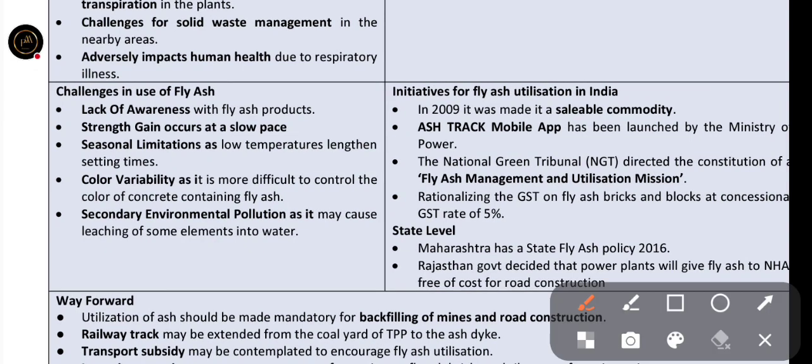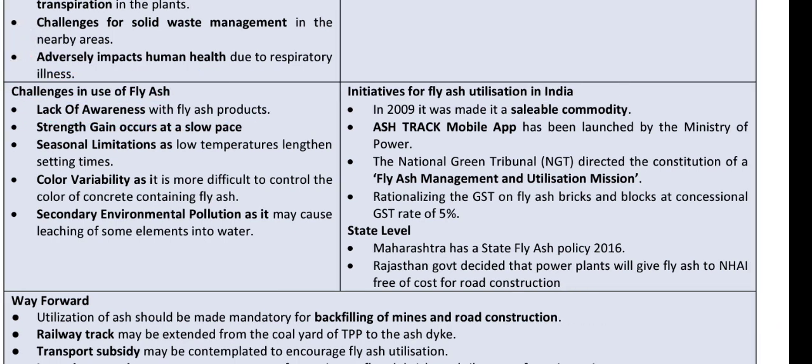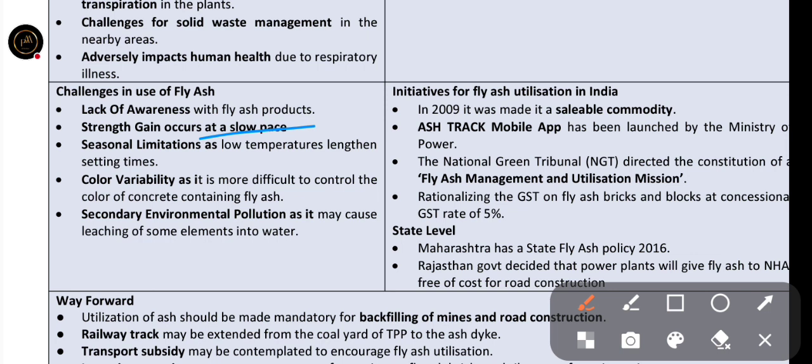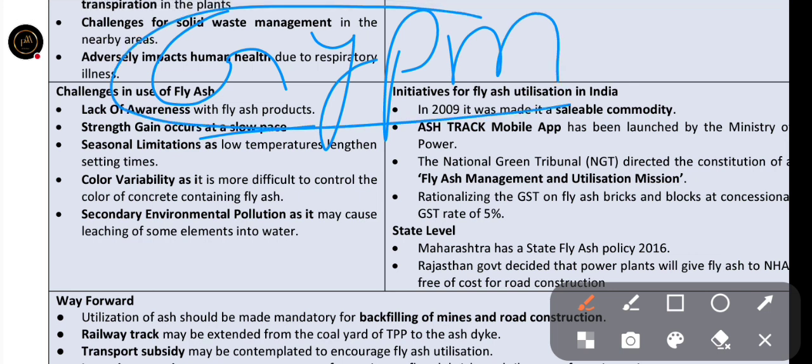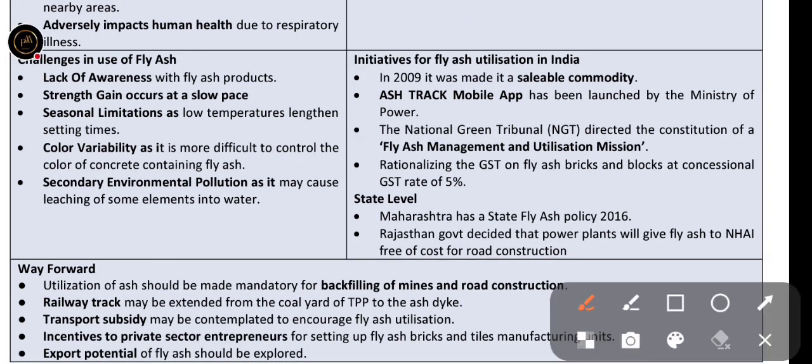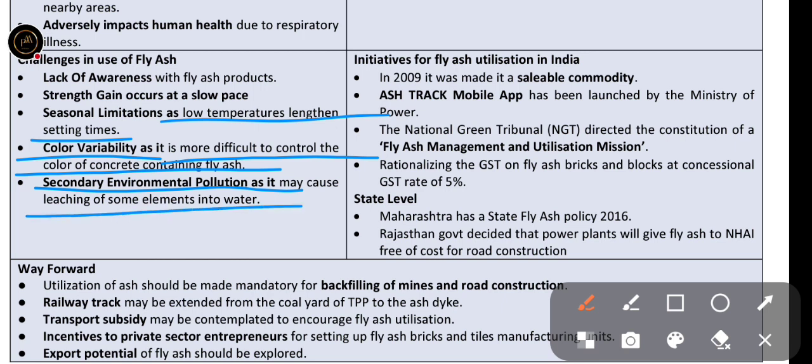Okay, and what are the challenges related to the use of fly ash? That is the lack of awareness with fly ash production. Strength gain occurs at a slow pace, because gypsum is not present much in the fly ash. Okay, because gypsum is a binding material which is used as cement in the construction areas. Seasonal limitations, as low temperatures lengthen setting times, and color variability, as it is more difficult to control the color of concrete containing fly ash. And secondary environmental pollution, as it may cause leaching of some elements into water.